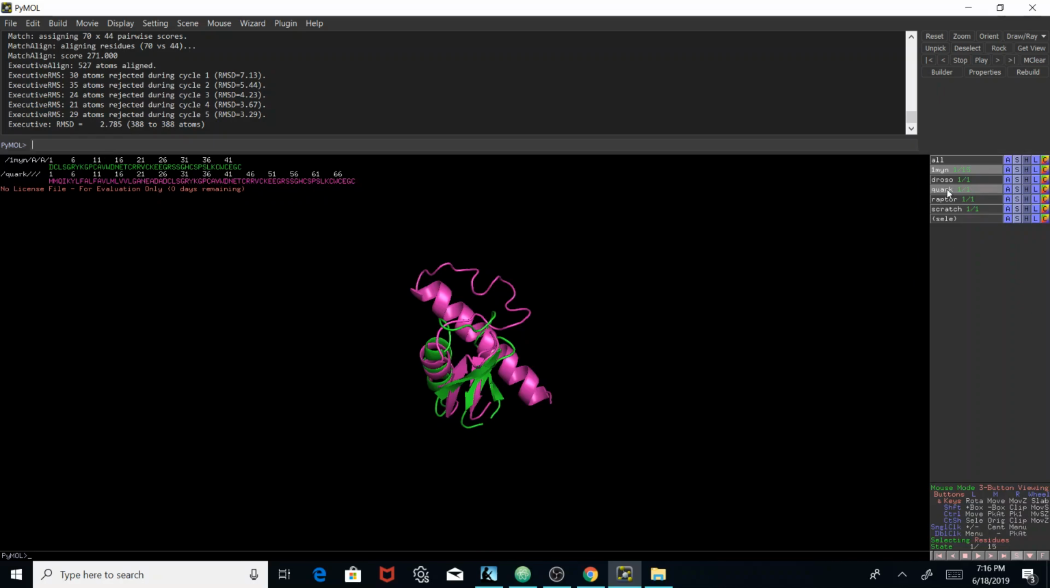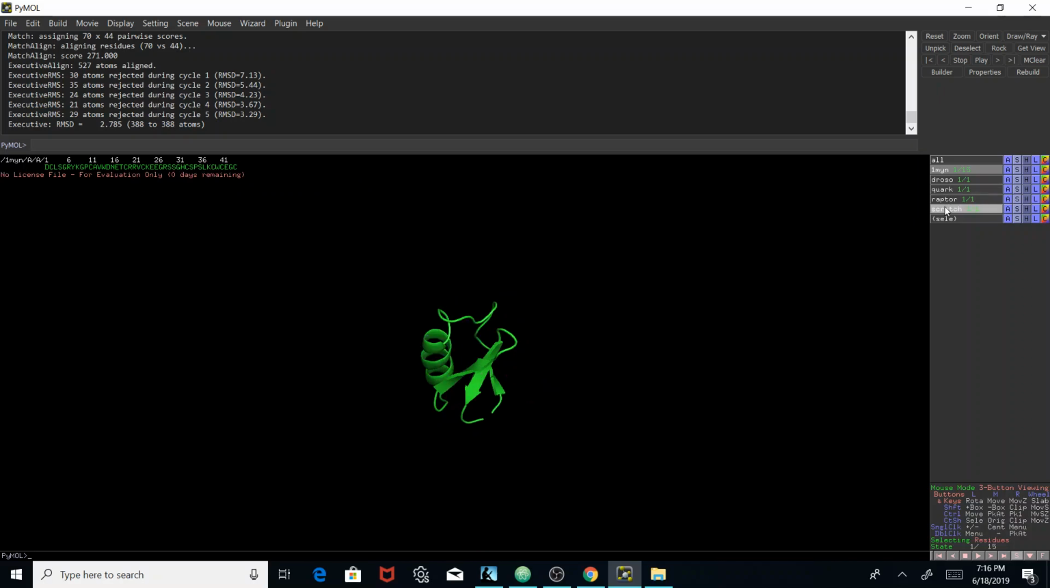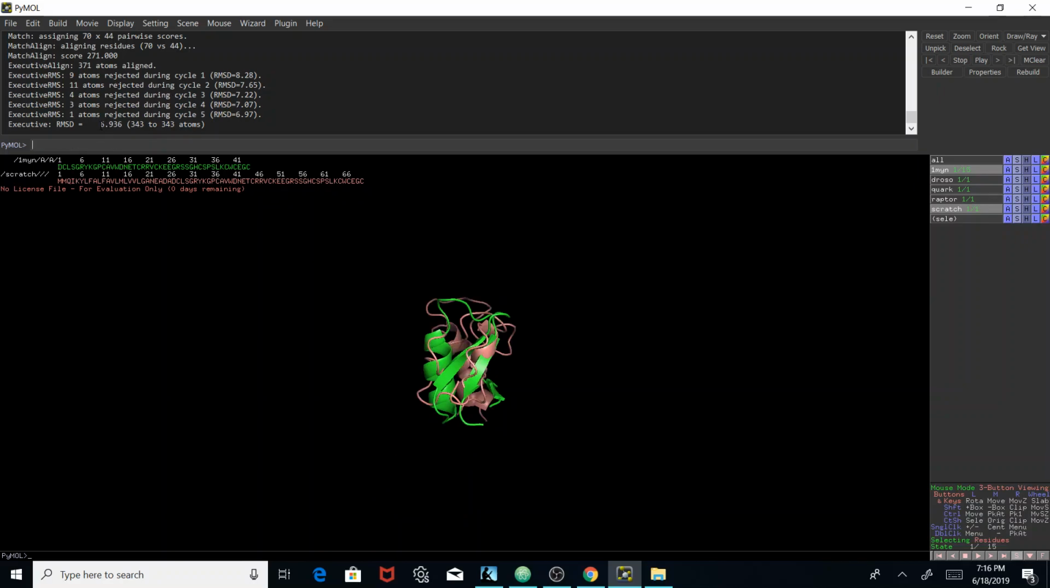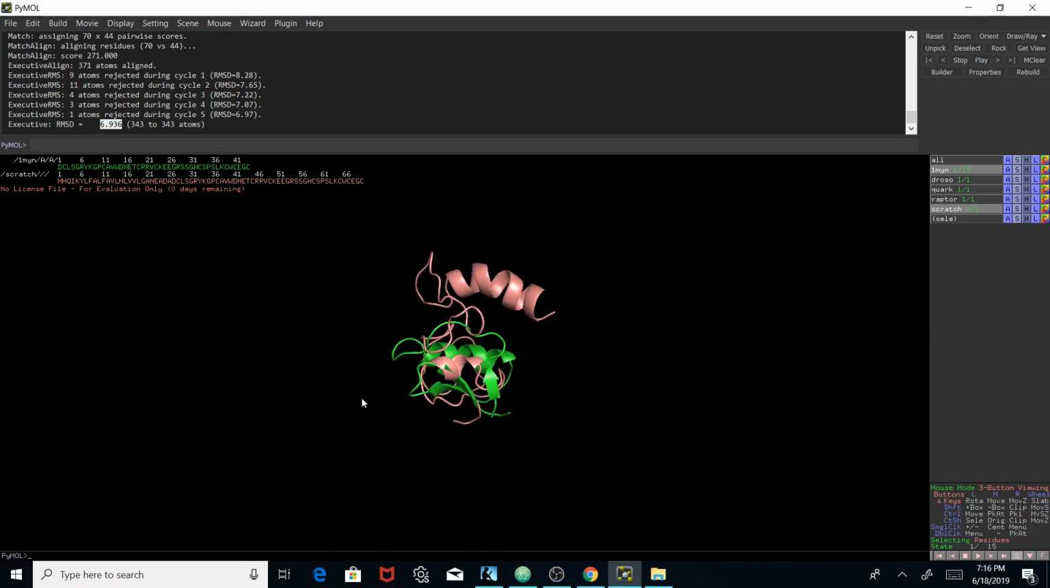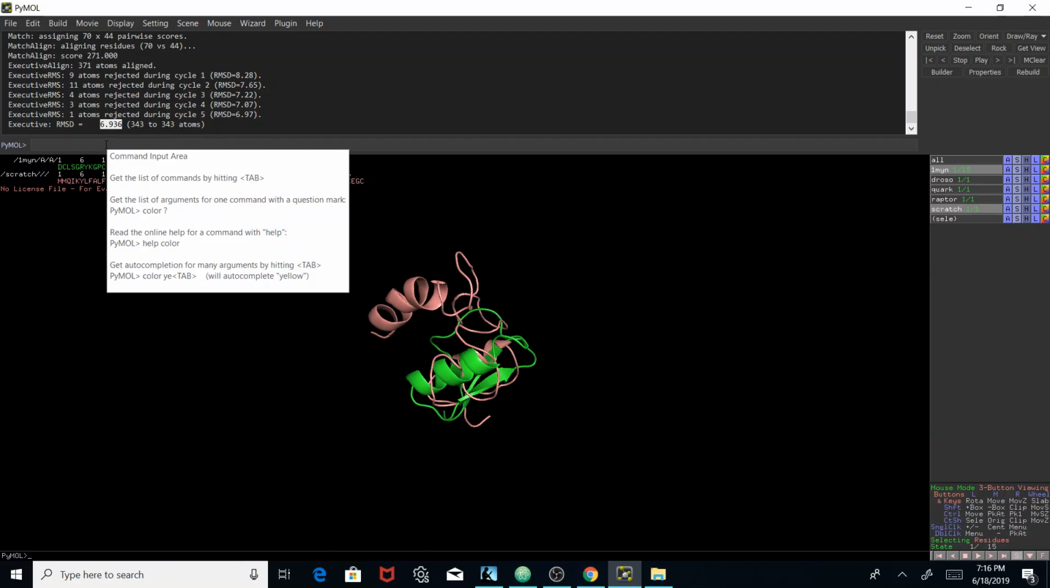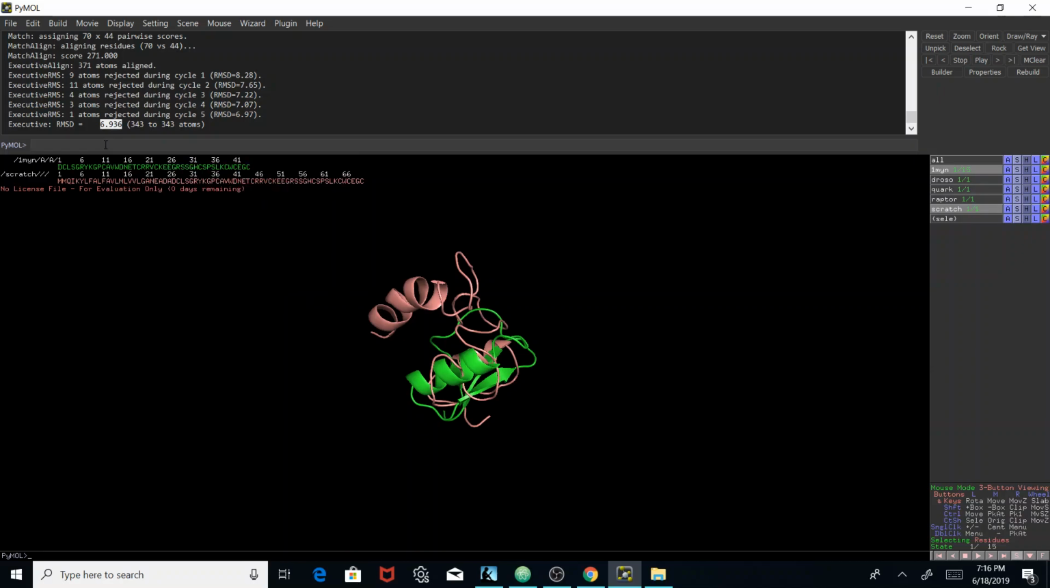Let's look at Scratch now. So Scratch, and we can align these two. Scratch and 1MYN. We have a really large root mean square deviation value. So it means most of them are pretty far apart on average, the distances between each residue. Just remember, with the root mean square deviation, we want a lower value.